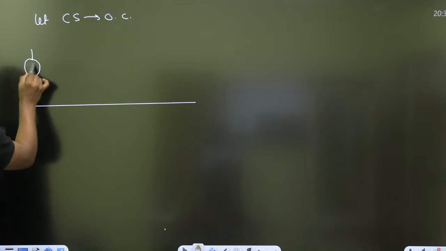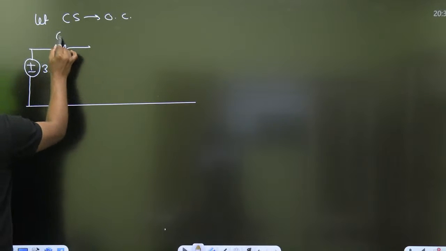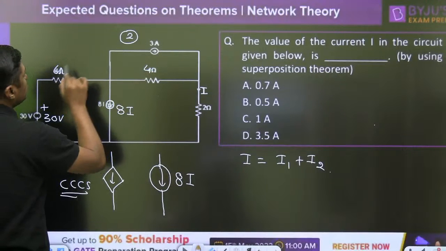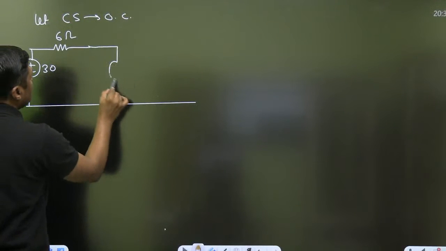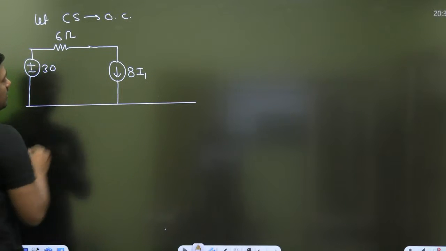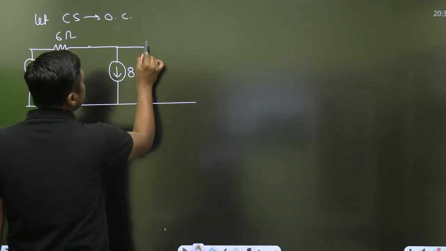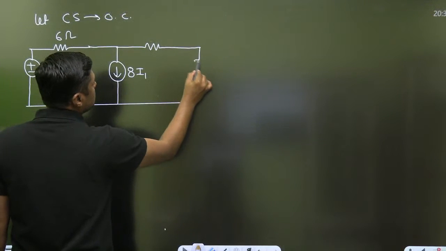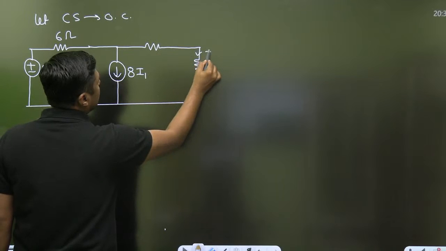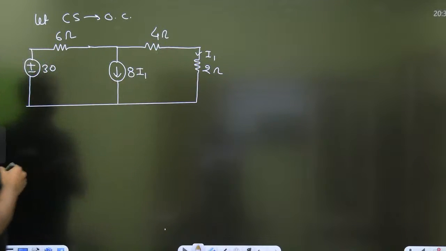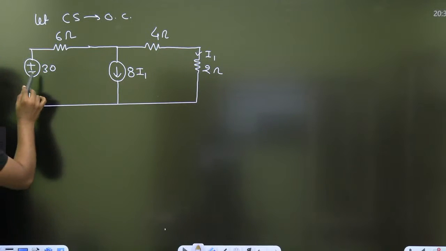This is the 30 volt, 6 ohm resistor. This will act as open circuit, 4 ohm resistor. And what about the dependent source? This is the 8I1, because now the I will become I1, 4 ohm resistor. And this is the 2 ohm. And you have to find I1. Very simple calculation.